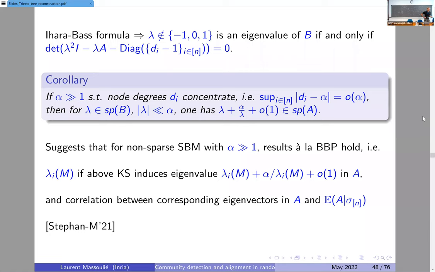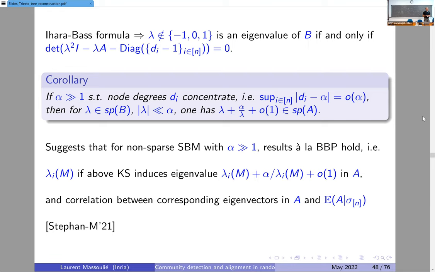And did you connect this result? Because there is another way to see the connections between BBP and the SBM through the mutual information. You can prove that the mutual information between the observed matrix, like the deformed matrix in the BBP problem, and the hidden deformation, the rank one part, is the same as the mutual information between the random graph in the SBM model and the planted partition in the limit of large degree. You can show that the mutual information are the same, using a Lindeberg principle. Okay. And I wonder how it connects to what you did.